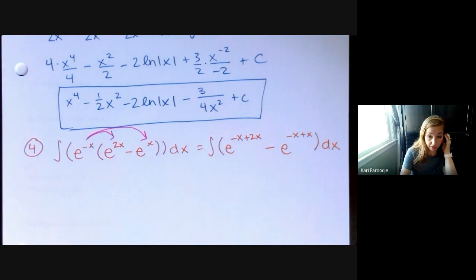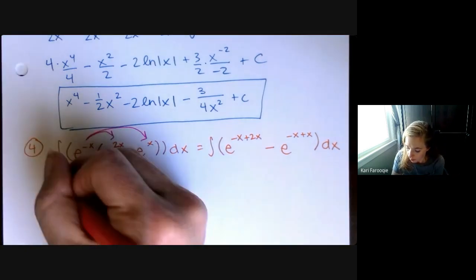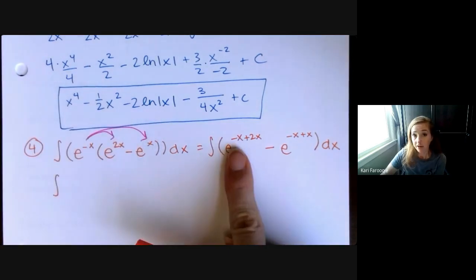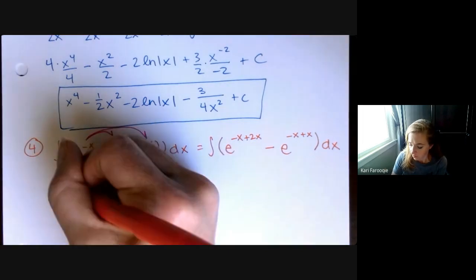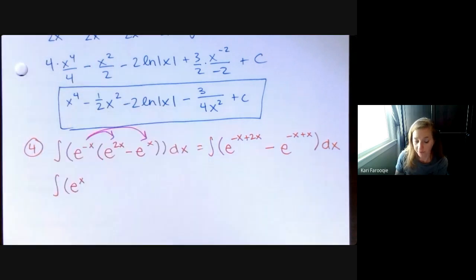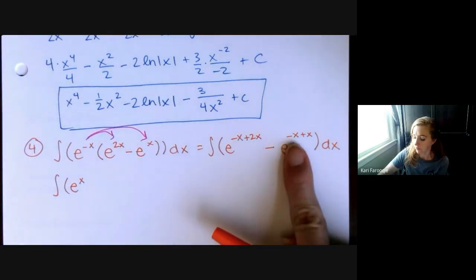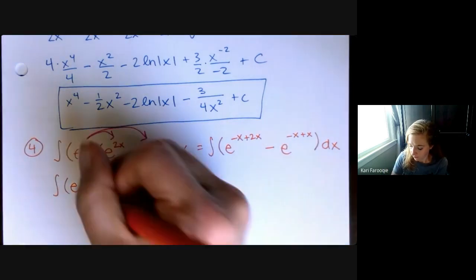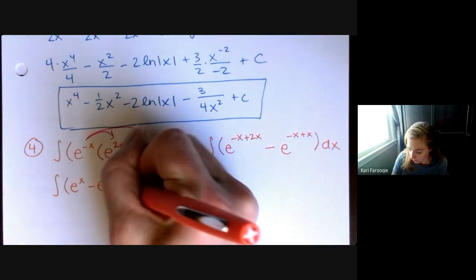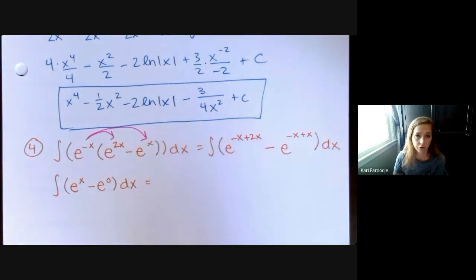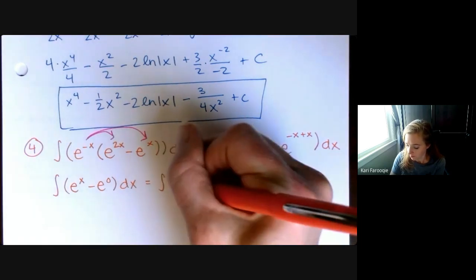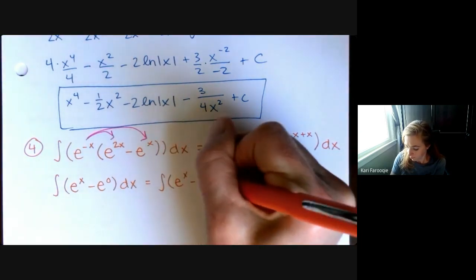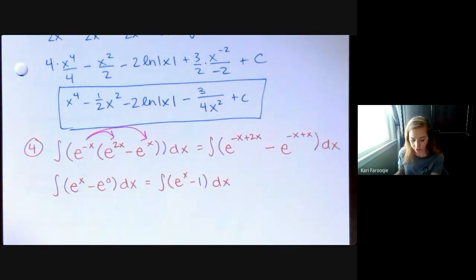And then we'll simplify. So negative x plus 2x is x. So I have e to the x. And then negative x plus x is 0. Well, e to the 0, any real number to the 0 power is 1. So I can rewrite this integral as e to the x minus 1 dx.